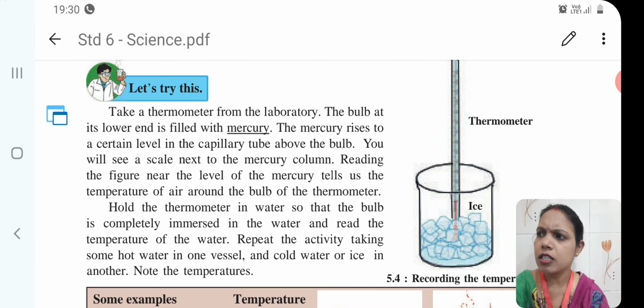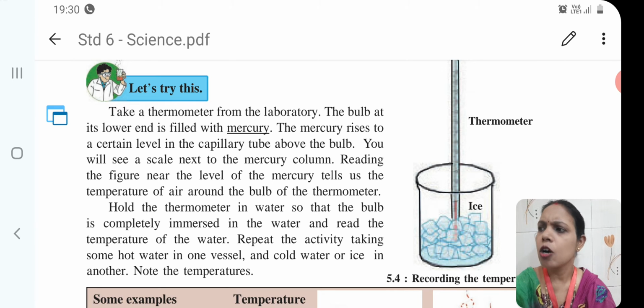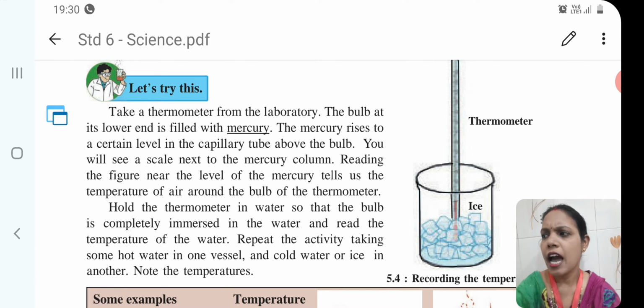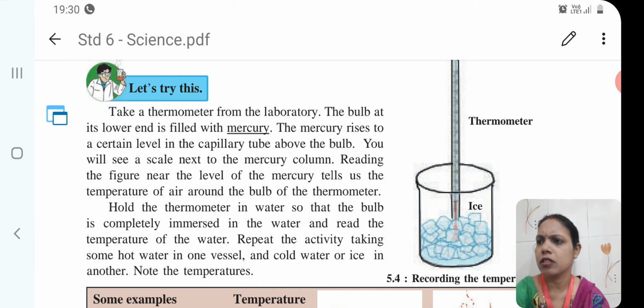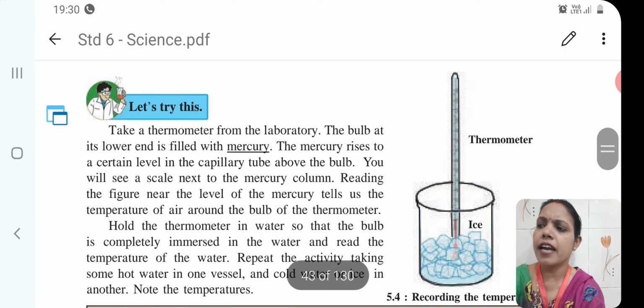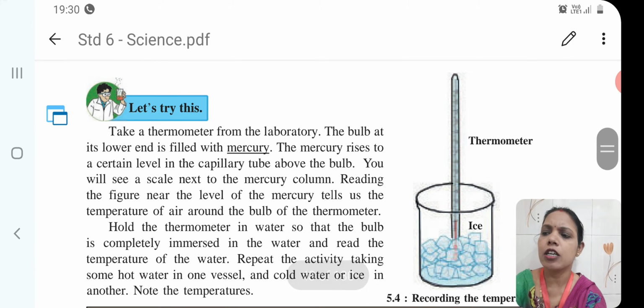So students, you can try this activity taking some hot water in a vessel and cold water or ice in another vessel, and note down the temperature of both the hot water as well as the cold water. Children, but remember, if you are going to try this activity at home, then please try it under the observation of your parents.